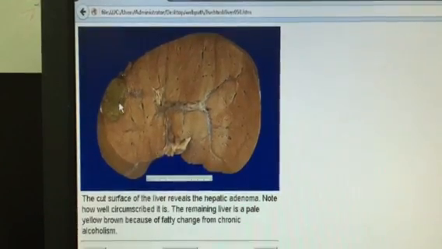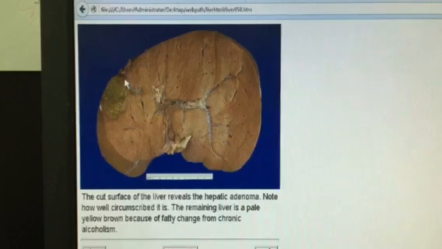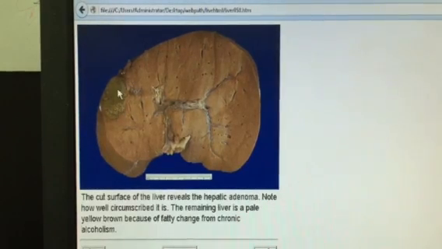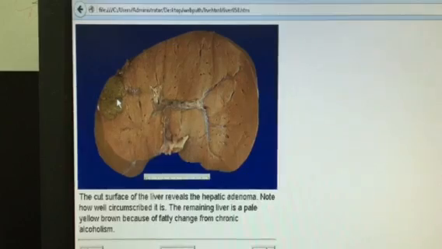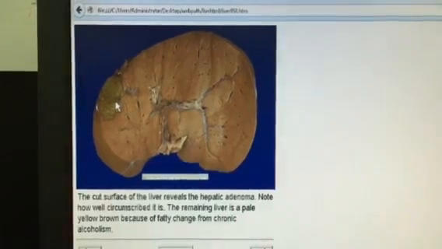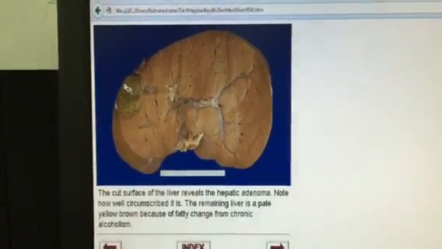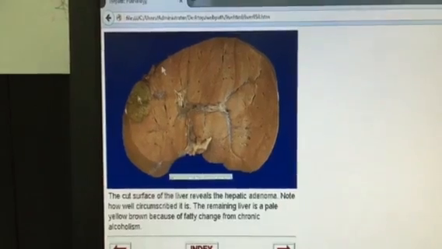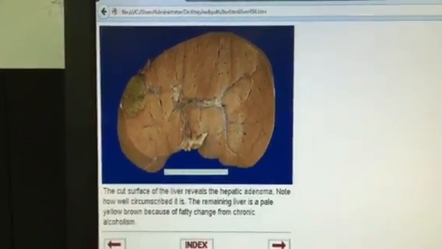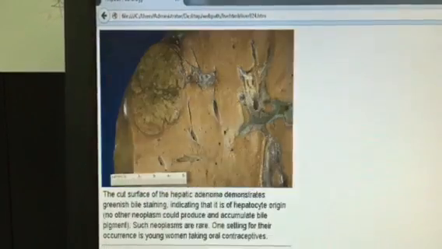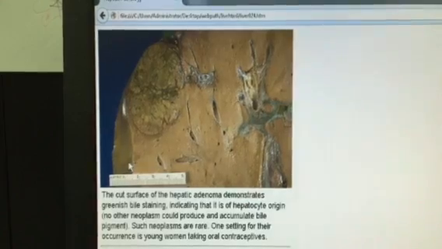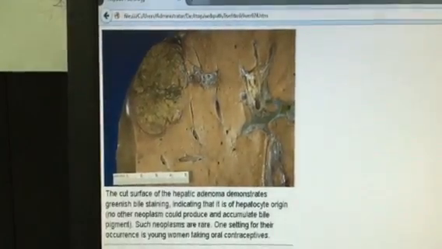Again, we can see beneath the capsule there is a well-circumscribed nodule. The cut surface showed a yellow surface. So this one will again be hepatic adenoma. Hepatic adenoma is most likely under the capsule. This is a closer picture of the same one.